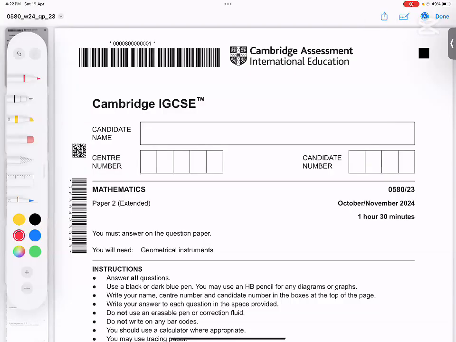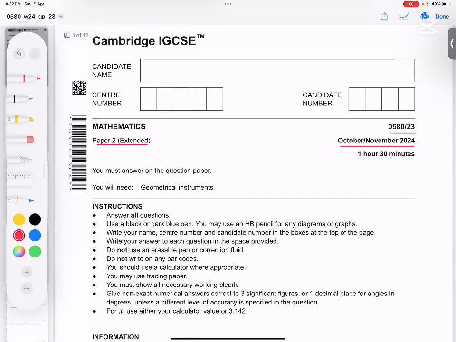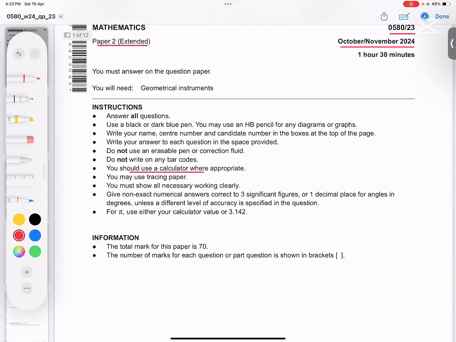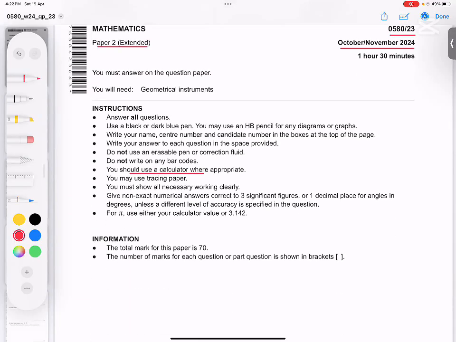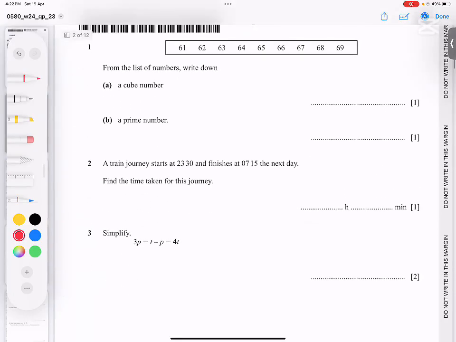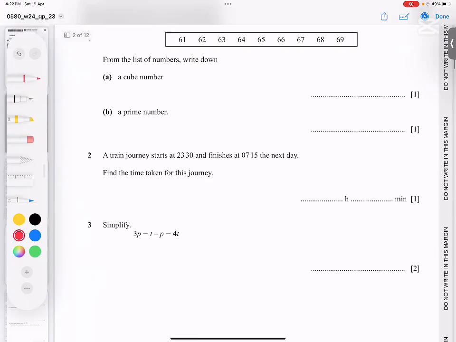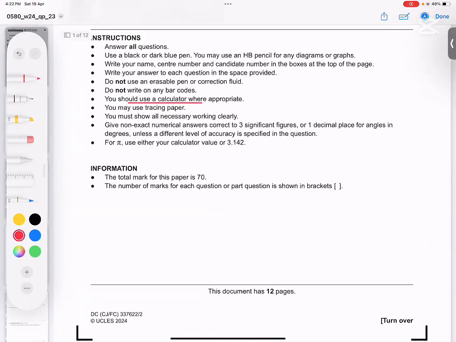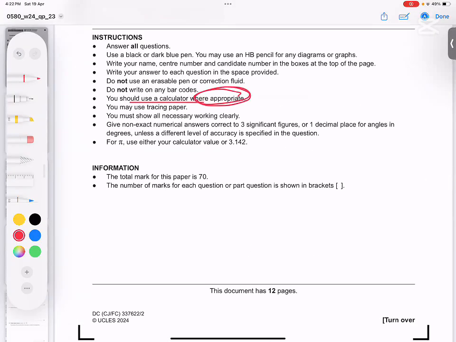Bismillah ar-Rahman ar-Rahim. October 2024, paper third variant 23, and paper 2 complete we are going to do. Though this is with calculator, because calculator is allowed where appropriate. So we are preparing for June 25. Try your best to do it without calculator, but where it is necessary, you can use it. Even he wrote the same thing here: where appropriate, you can use calculator.